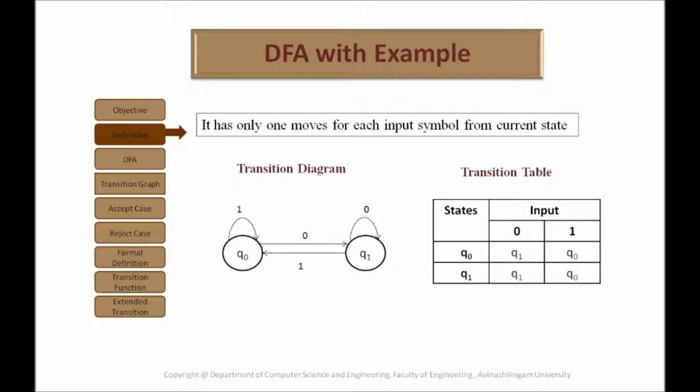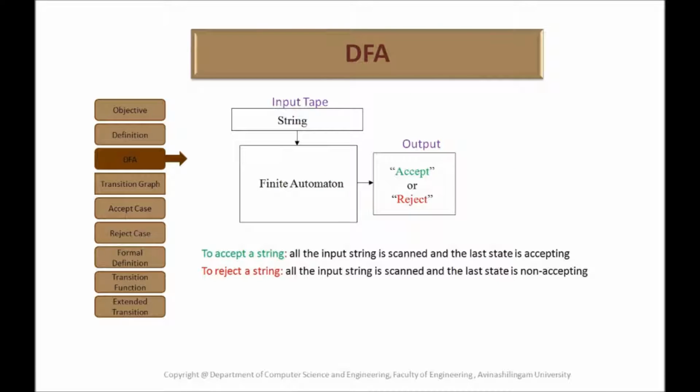Here we have the architecture. Strings are represented in the input tape. We have to process the alphabet of a string. It has to be given to the finite automata. It checks whether the given string is accepted or not. To accept the string, all the input string is scanned and the last state is an accepting state. To reject a string, all the string is scanned and the last state is not an accepting state. The string has to be processed one by one.